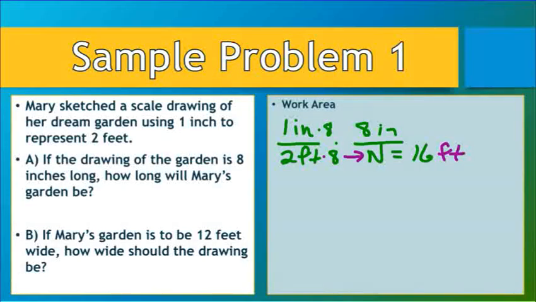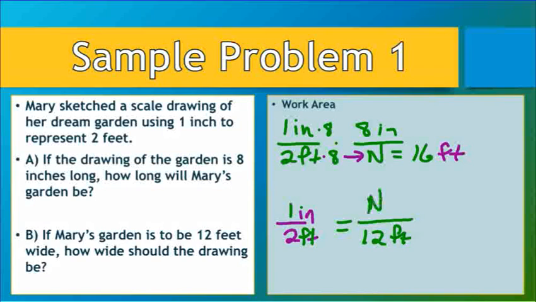Second part, if Mary's garden is to be 12 feet wide, how wide should the drawing be? Again, we have 1 inch is the same as 2 feet. And it says it's supposed to be 12 feet wide. How wide is it in inches on the drawing? So here, if I multiply the 2 feet by 6, that will give me my 12. So 1 times 6 will give us our n. So our n would have to be 6 inches. So they're just setting up a ratio. You can also set up ratio boxes to help you set these up.